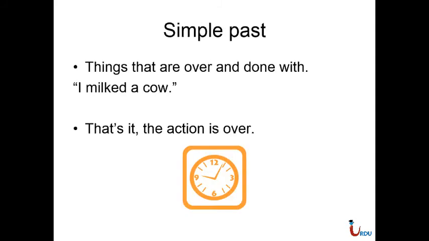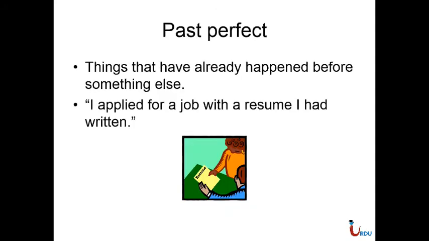Simple past are things that are over and done with. That's it. The action is over. Past perfect are things that have happened before something else. In this example, I have 2 verbs for you: applied and written. You can see here that applied is simple past. Simple past means that the thing is over. I applied for a job. That's it. It's over. It's done with. With a resume I had written. Past perfect is something that happened before the past. And so you wrote the resume and then you applied for the job, if that makes sense.